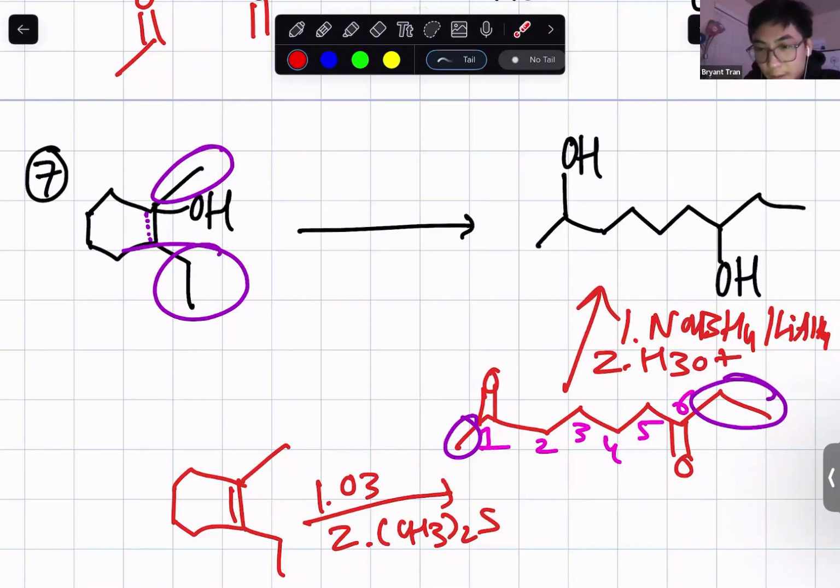Do you need both? Oh, you only need one. You don't need both, right? This is NaBH4 or LiAlH4. Yeah, only put one, NaBH4 or LiAlH4.